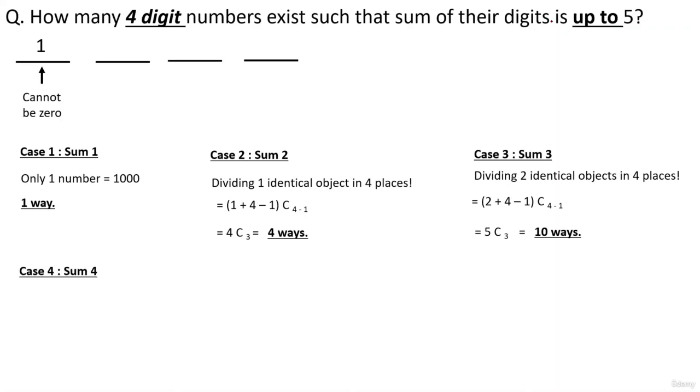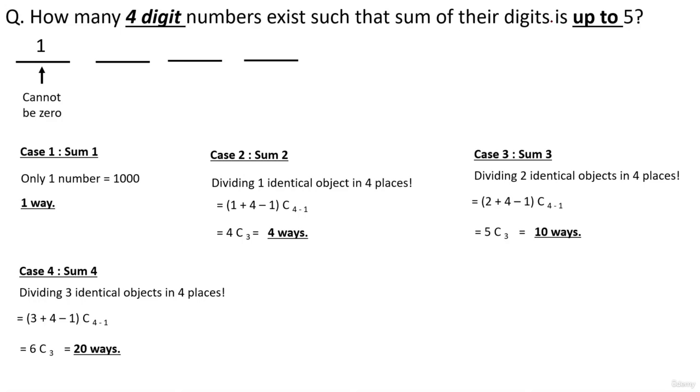Okay, let's go on further. Let's check the case 4. In the fourth case, sum of the digits should be 4. Okay, if you need sum of digits 4 and you have put 1 at the first place, you still have 3 identical objects remaining in 4 places, right? This can be done in 3 plus 4 minus 1, C4 minus 1 ways, right? That is nothing but 6C3. That is nothing but 20 ways, right?